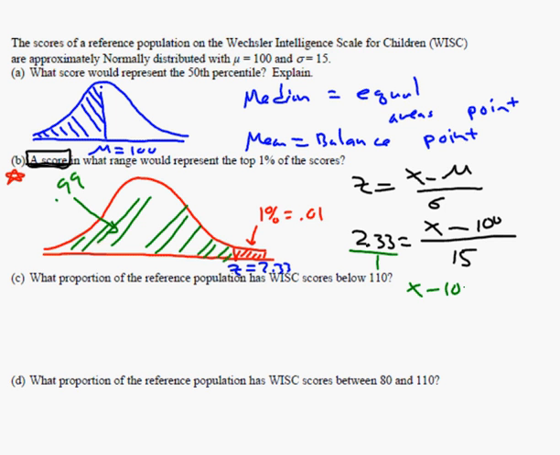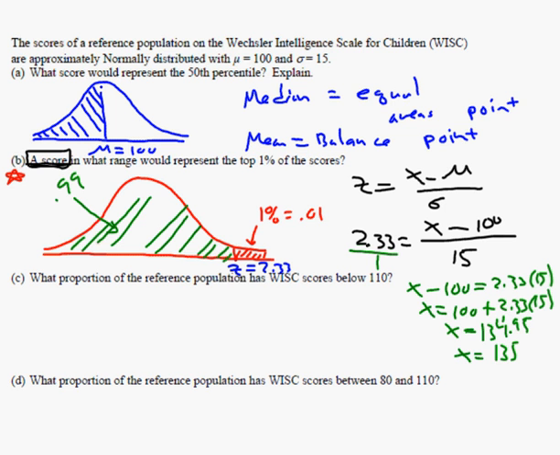x minus 100 equals 2.33 times 15. x equals 100 plus 2.33 times 15, which means x is about, so if we solve this, we get an x value of 134.95. I'm not sure about this test. It might be possible in this test you can only have integer values for scores. So let's say 135.